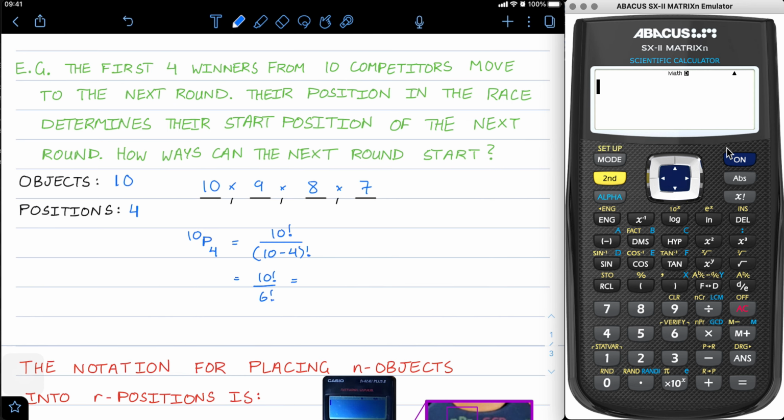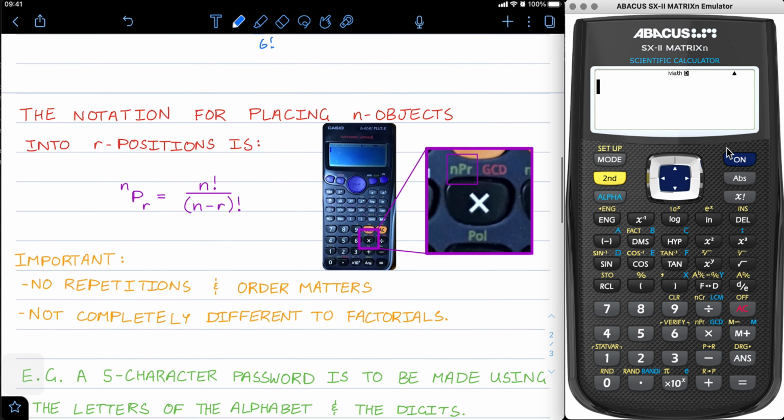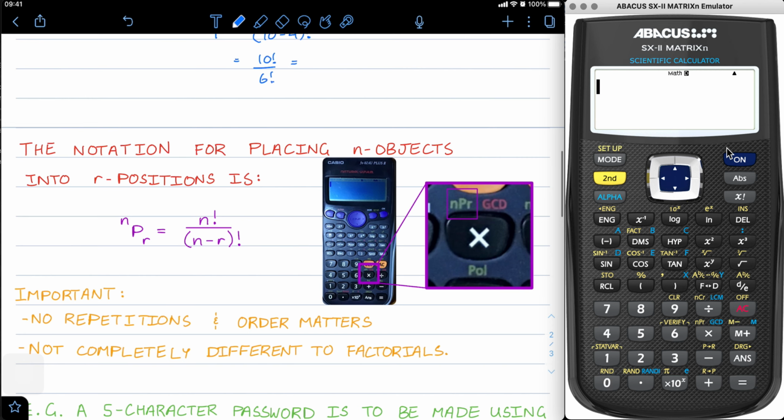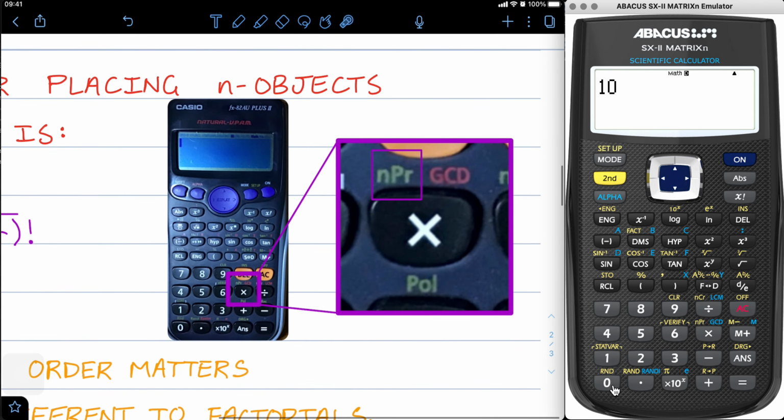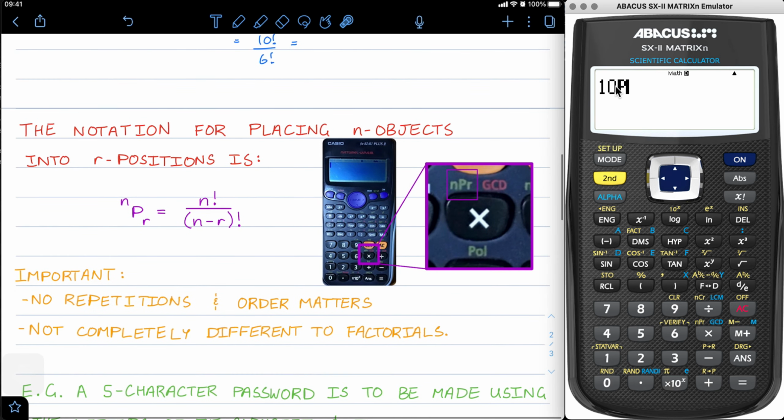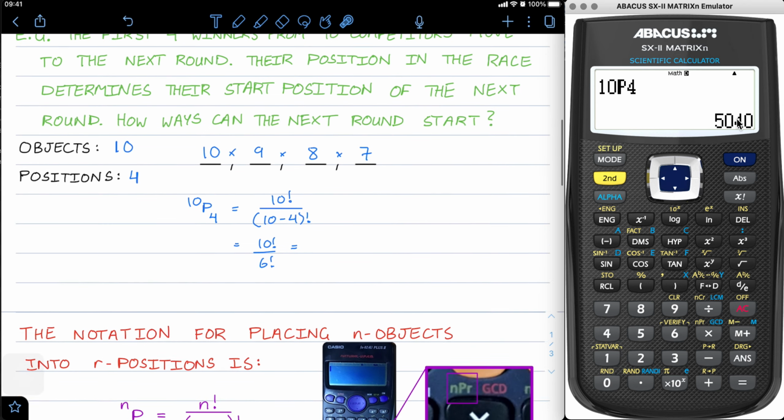Now, if we want to easily find the actual numerical value of that, we just simply type it in. As I've outlined here, that symbol is usually above the multiplication symbol, so you press shift times, you get that P, so that's 10P, and we want 4. That gives us 5,040.